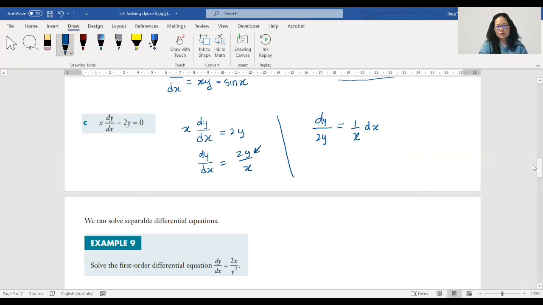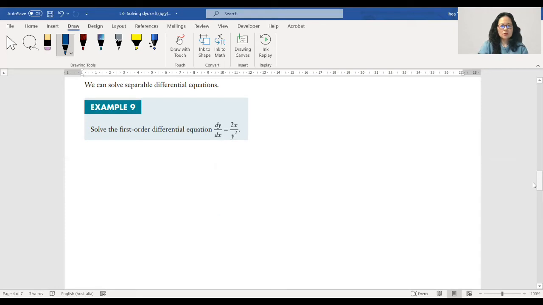I've done it in a different way, so if you prefer step by step, please have a look at what I've done on part A, and then you can do it that way. So it is separable. We can do that. That's not a problem. So C was okay. So we are going to now solve.